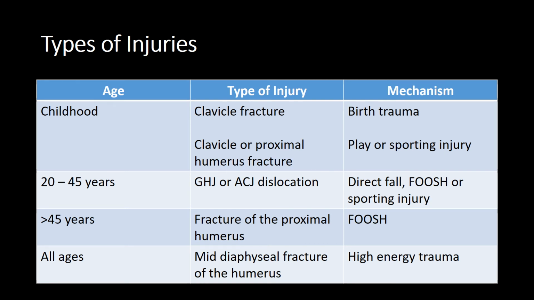Injuries to the shoulder joint are common throughout life. However, the type of injury is dependent on age. Clavicle fractures can occur from birth trauma, particularly if the baby is breech or very large. During childhood, injuries tend to occur at either the clavicle or the proximal humerus, and these usually occur because of play or sporting injury.